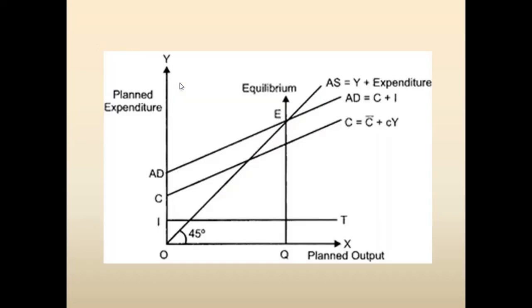Let me just show you in the graph. So at this point, when your AD is more than your aggregate supply, this line lies above the 45-degree line. However, at some point of time, it will intersect the 45-degree line. It has to, and when it intersects, that is the situation of your equilibrium.